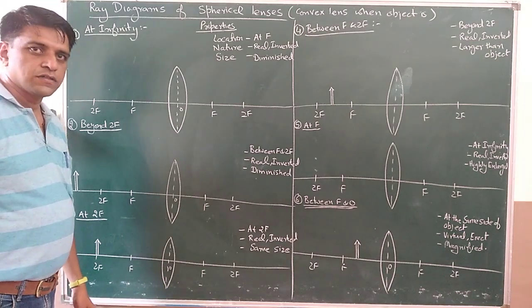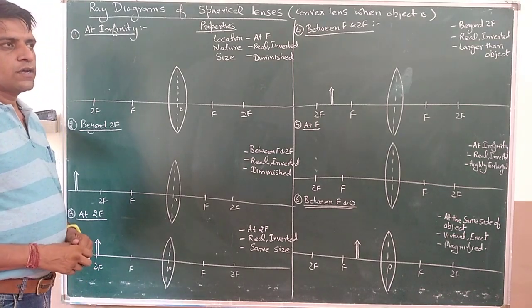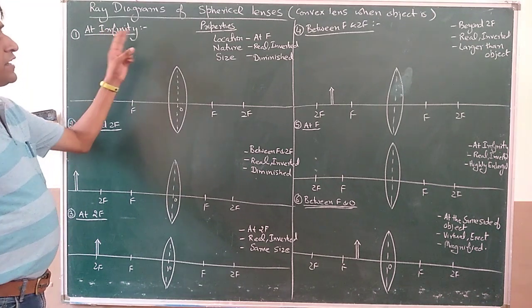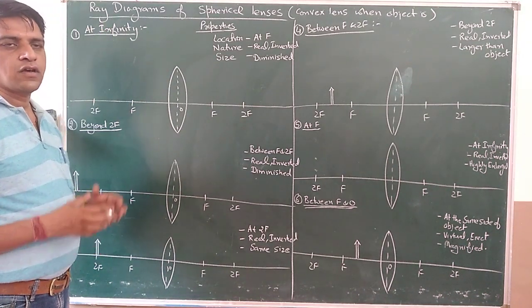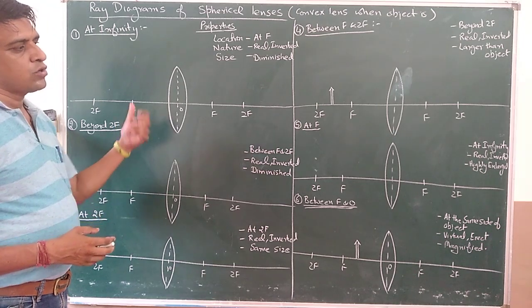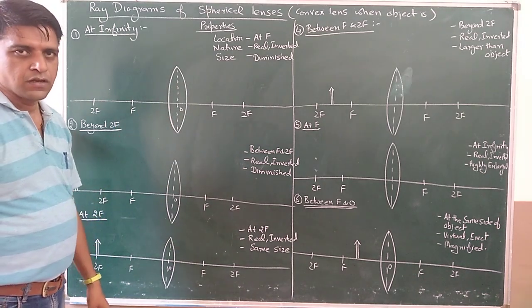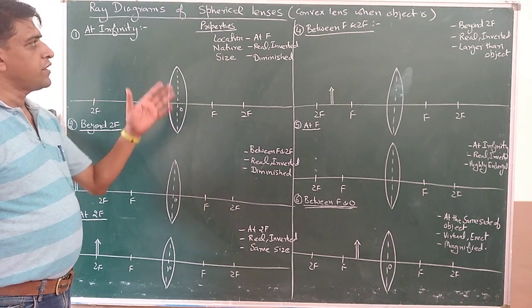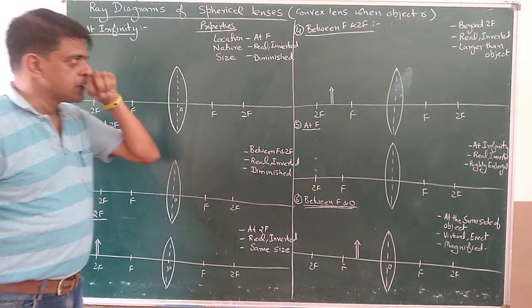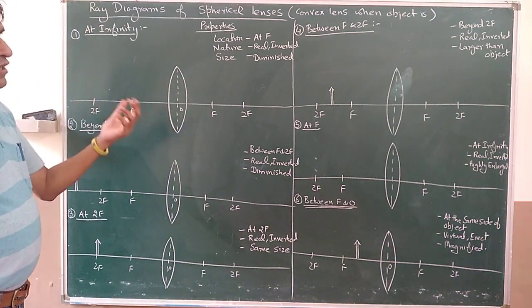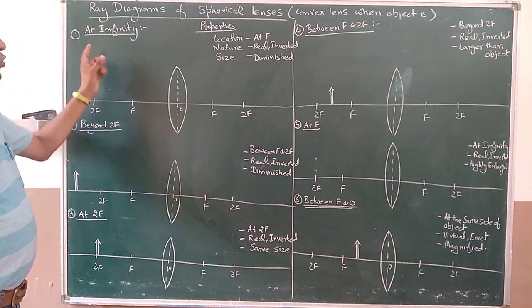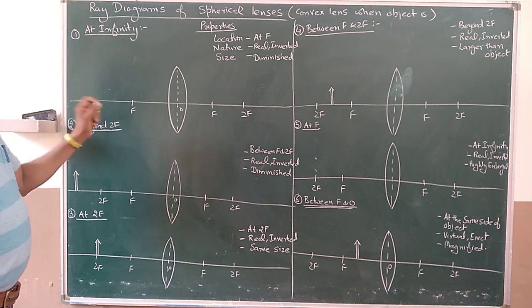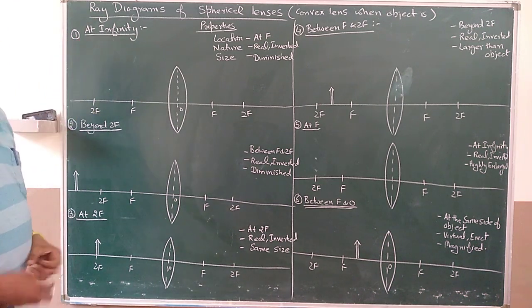Good morning, students. Today we will discuss ray diagrams of spherical lenses. We have already completed the rules of how to draw the ray diagrams. Now, to draw the ray diagram of convex lenses, we should take different positions of the object, and according to the rule, the first position is at infinity.